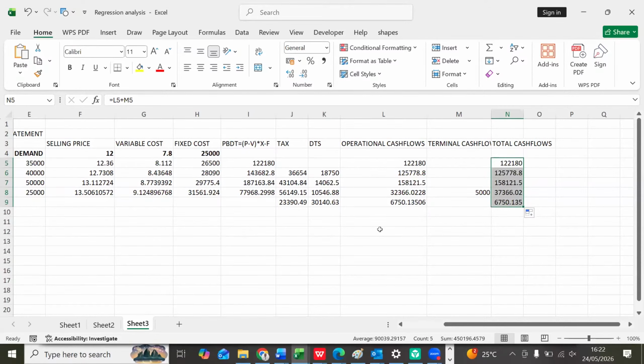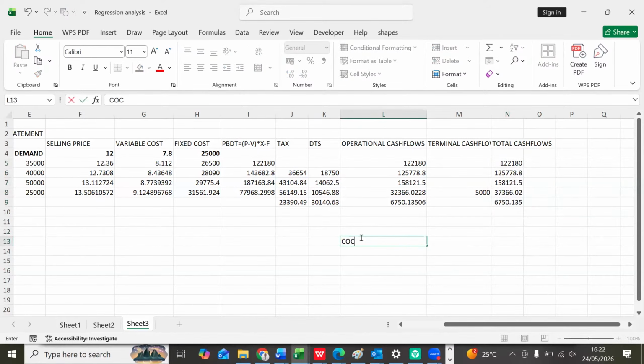Now, ladies and gentlemen, have they given me the cost of capital which I'm supposed to be using for purpose of discounting? It is the one that we computed together and got 11%. Remember our cost of capital was 11%. So then we need to give our examiner the net present value.